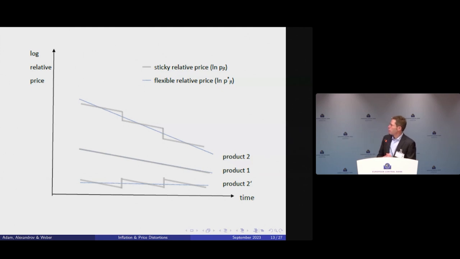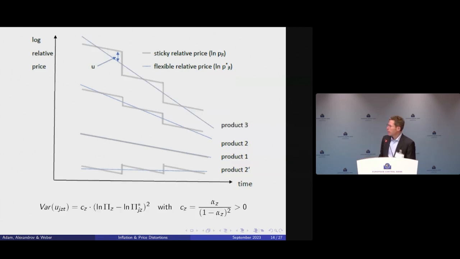Now look at product two prime to just see that this is a symmetric argument. Now inflation is too high because the flex price trend is equal to zero, okay? Again, you get the price distortions, but instead of starting below the flex price, the firm is now going to start above the flex price, okay? But apart from this, it's fully symmetric. Now let's look at product three here. That's a situation in which the flex price is even steeper, so the inflation rate in the item is even more suboptimal, and of course what's going to result is more price distortions, okay?